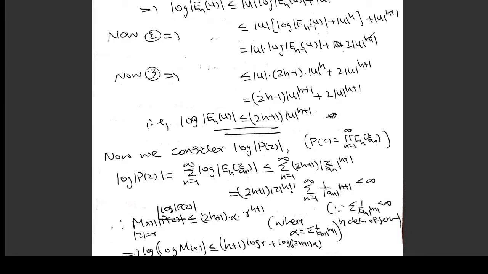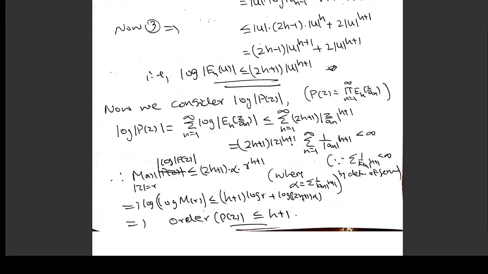So this is finite. Therefore, if you compute M(r) here, it will be bounded by the maximum of this into something. This quantity, you denote by some alpha. This quantity is finite, so that will be bounded by r raised to h+1, on |z| equal to r. So log M(r) is bounded by this quantity. Therefore, if you divide by log r, this is h+1 plus some constant by log r, so that this quantity will go to 0. So the remaining will be h+1. So the order of P(z) will be bounded by h+1.